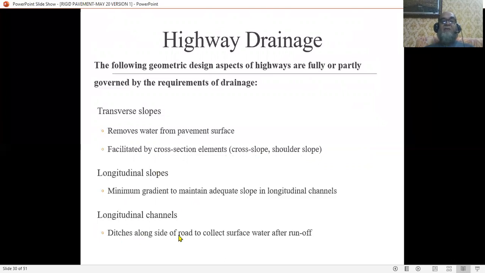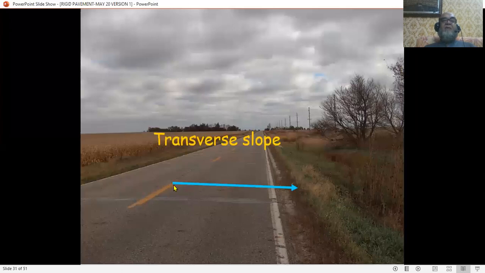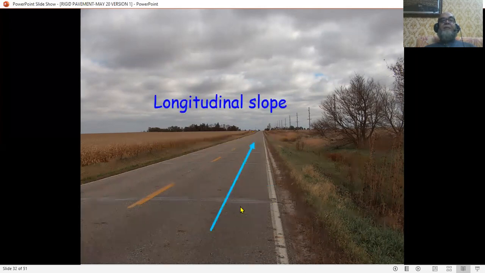Then there are ditches along the sides of the road to collect surface water after runoff. This is what we call a transverse slope, and this is a ditch. You can see just a depression so that water is collected from here to here. Then, as I said, along the length of the road you provide a longitudinal slope of around 1% so that the water will flow in this direction, and it will be discharged.